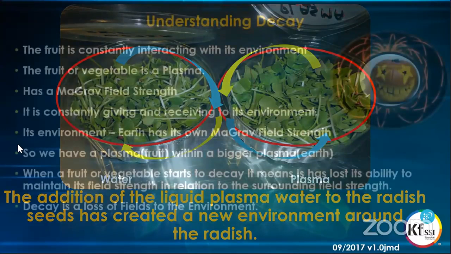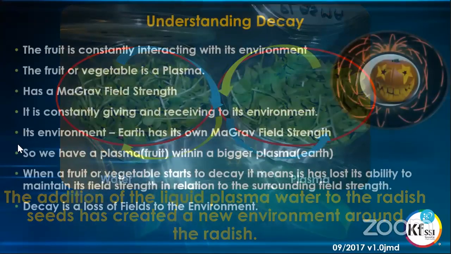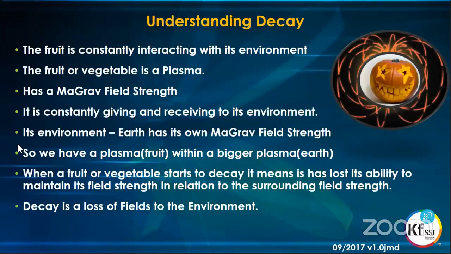Because when we begin to understand what decay of our vegetation is all about, we understand that the fruit, for example, is constantly interacting with its environment. Your fruit or vegetable is a plasma and has a certain field strength, and it's constantly giving and receiving to its environment, and its environment is this Earth, the planet we're living on, and it has its own MAGRAF field strength. So we have a plasma, which is the fruit, within a bigger plasma, which is the Earth. So this is the interaction of the fields.